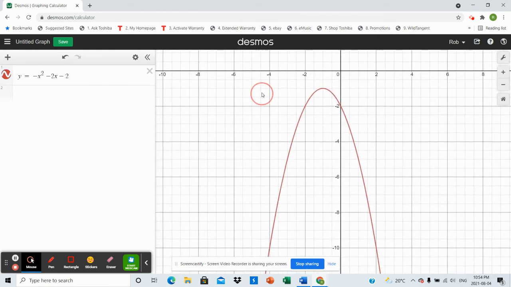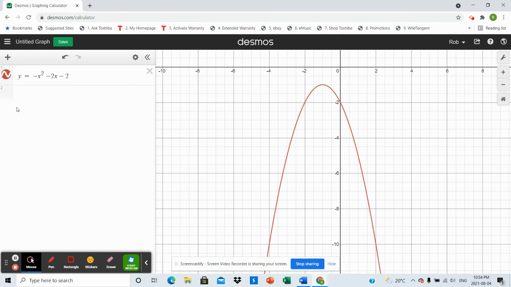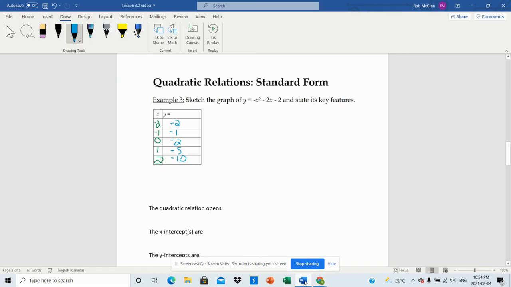Let's just slide this over a little bit. And our y-intercept is minus 2. So where it crosses the y-axis is at 0, minus 2. Perfect. We verified it. Now, interesting thing in this one, let's go through the properties and we'll see some interesting stuff happen. So in this case, how does the quadratic relation open? It opens down.